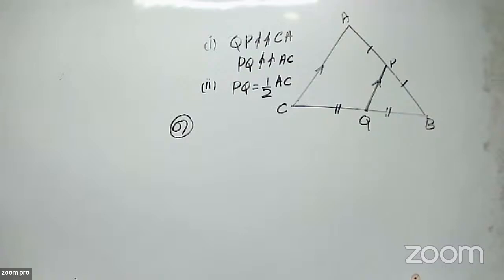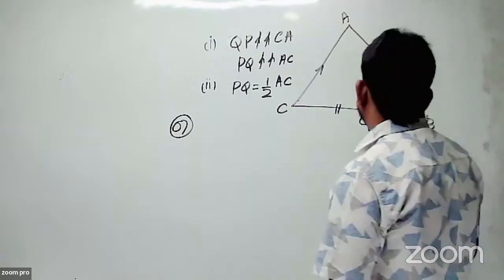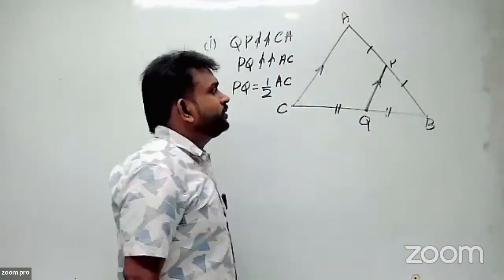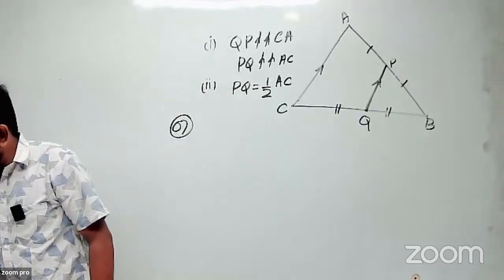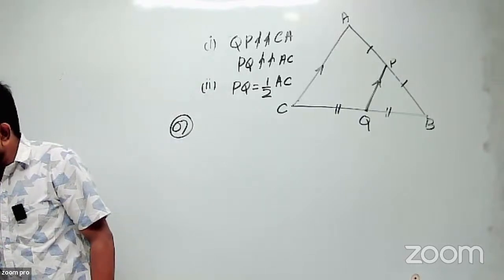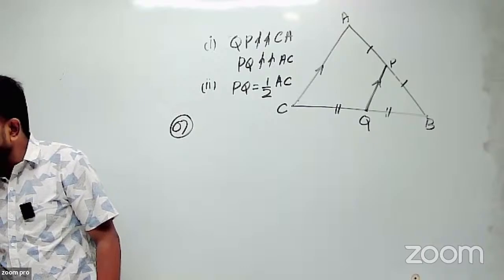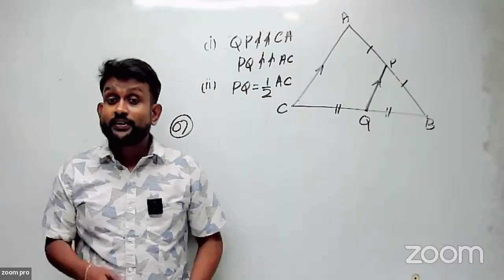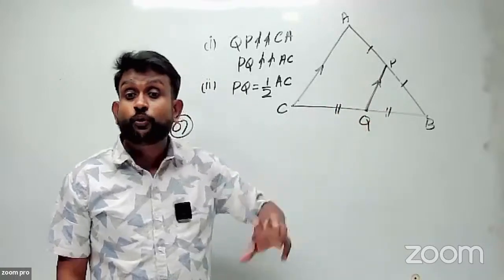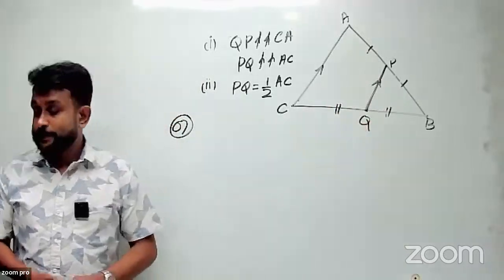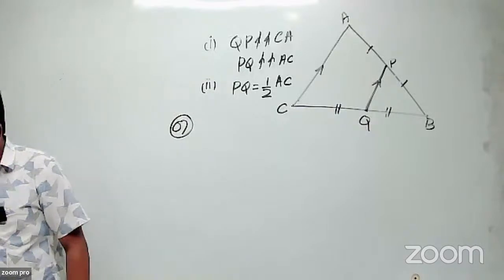PB equal to AP, that is given data, and they are not asking about that. They are asking to write down the relationship between PQ and AC. This is equal, that is the given information. Right, now we are moving to question number 7.